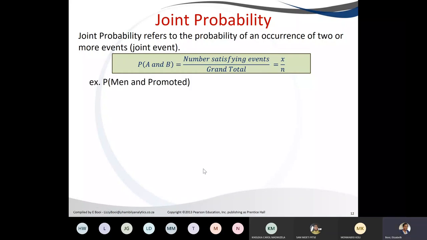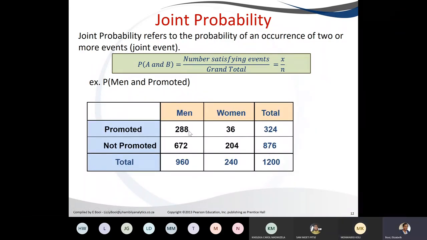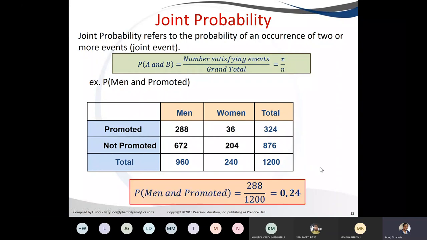If I need to calculate the probability of men and promoted, remember using our same example of the table, the joint events are those probabilities that we see inside the table. So the joint event of men and promoted will be 288, because those will be the men who were promoted. To calculate it, you say 288 divided by 1,200. That gives you 0.24. You have 2 minutes to calculate the probability of men and not promoted.